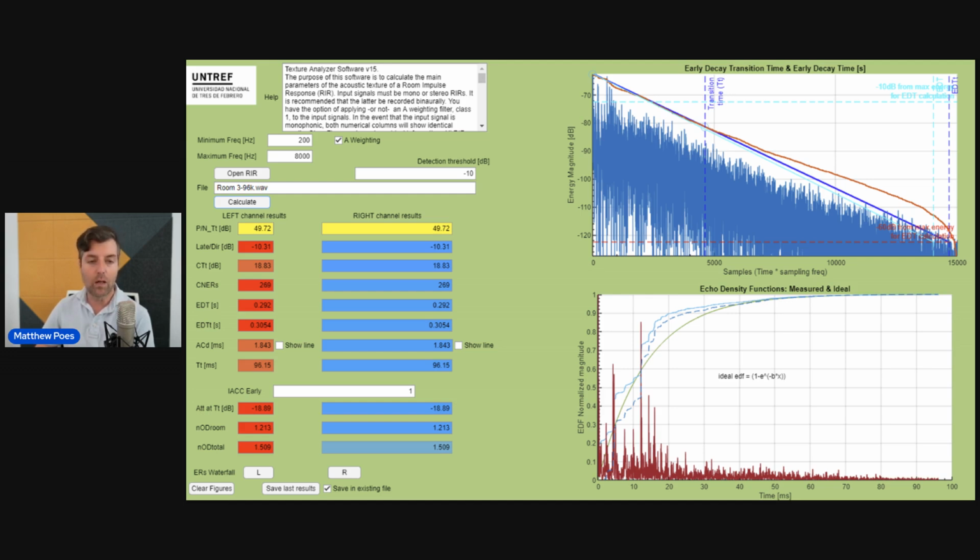This was a moderate, actually pretty large room probably. And we can see that the EDT of 0.292 is low enough. We would consider that pretty good. We can see that the normalized ordinal distance of the room is under 2. It's actually almost close to 1, which is good, but also the total is really good. So this is a well-treated room, and this one came out pretty well.